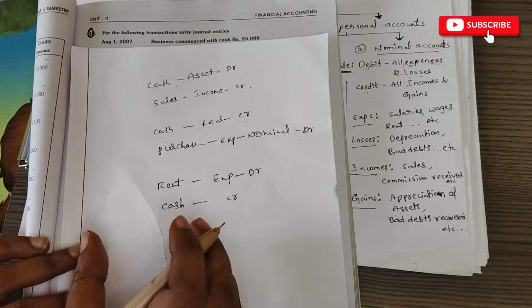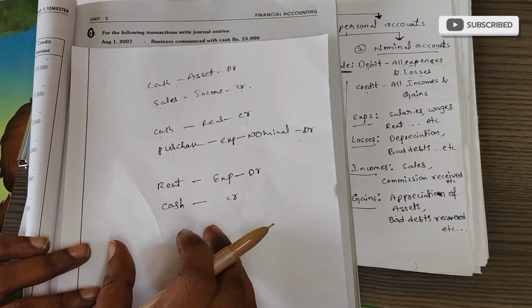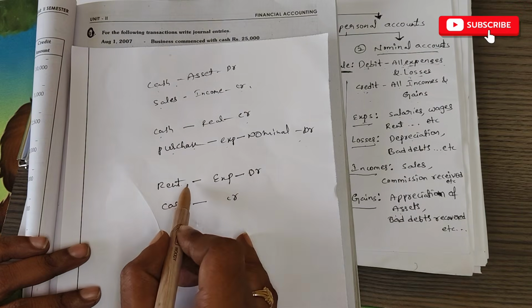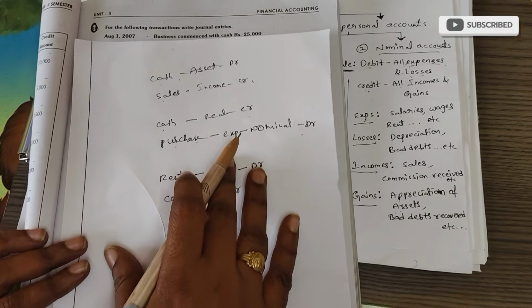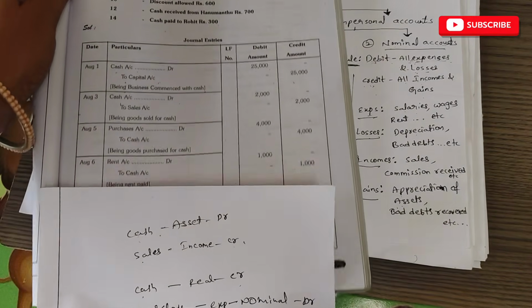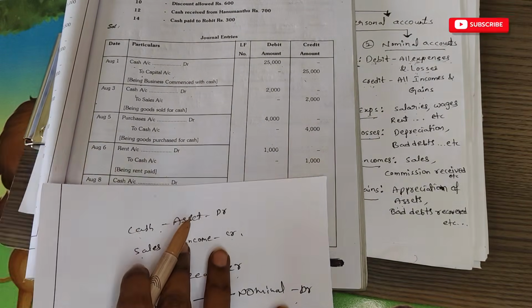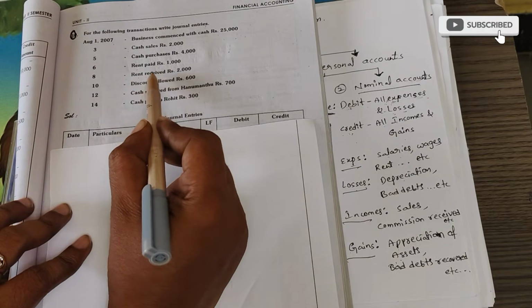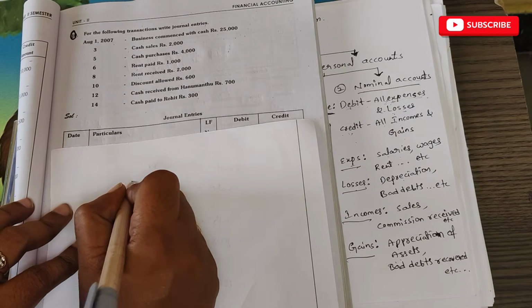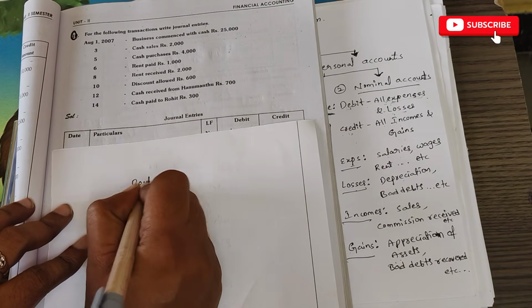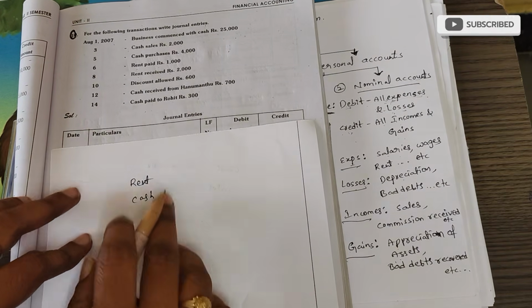So how to write entry? First debit aspect, then credit aspect. Rent account debit to cash account. Clear? And the next one, rent received. So here two aspects are rent and cash. Here also same, rent and cash.